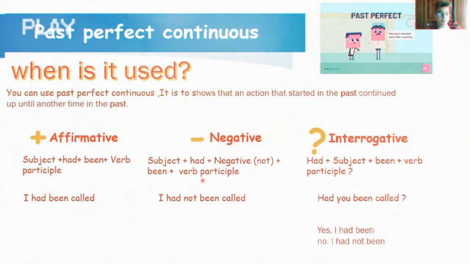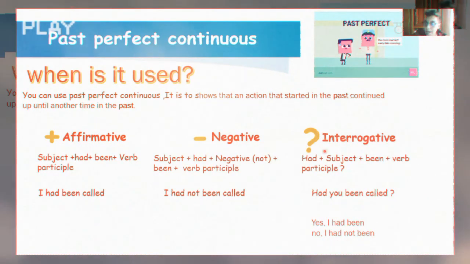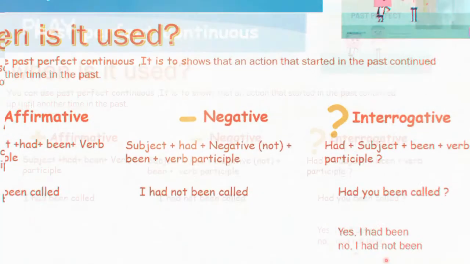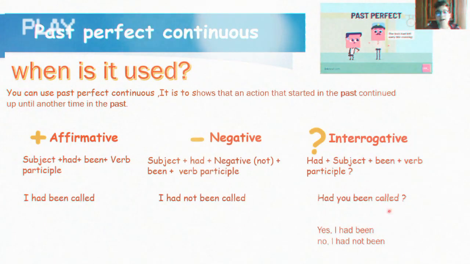Affirmative: the subject, had been, and the verb with ing. I had been studying. Negative: subject had, not been, and verb. I had not been studying. Interrogative: had, subject, been, and verb. Had you been studying? Yes, I had been, or no, I had not been. These are the possible answers.